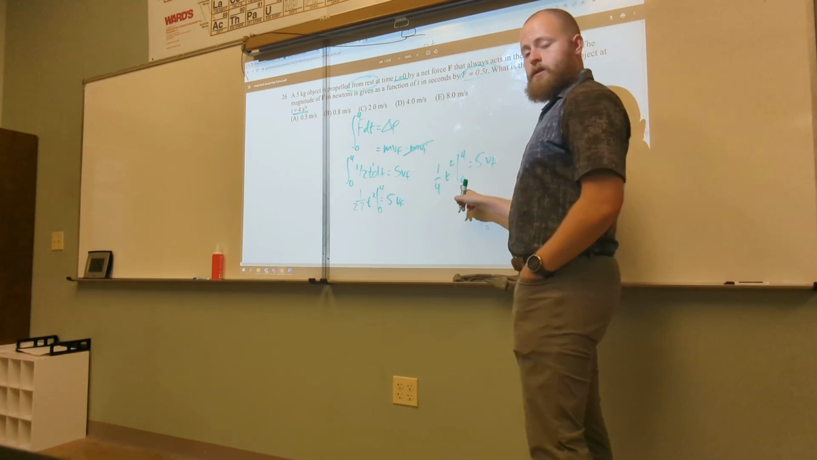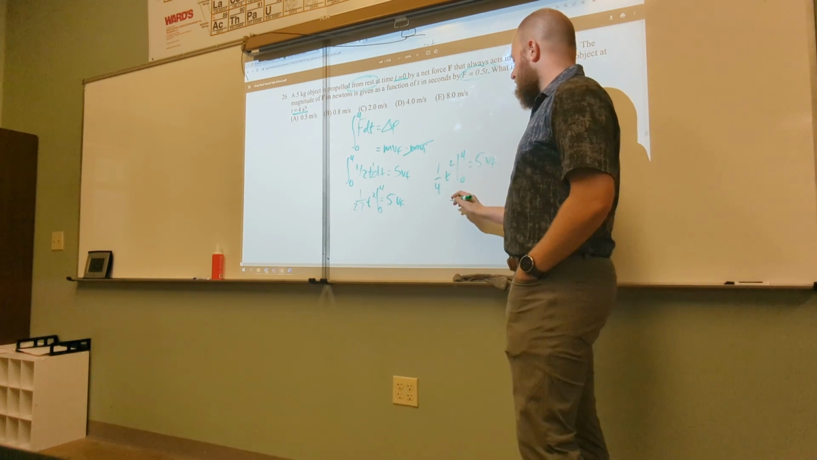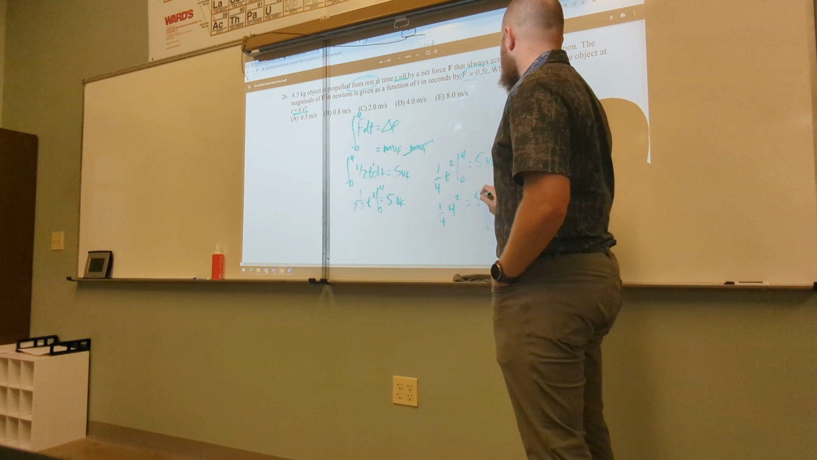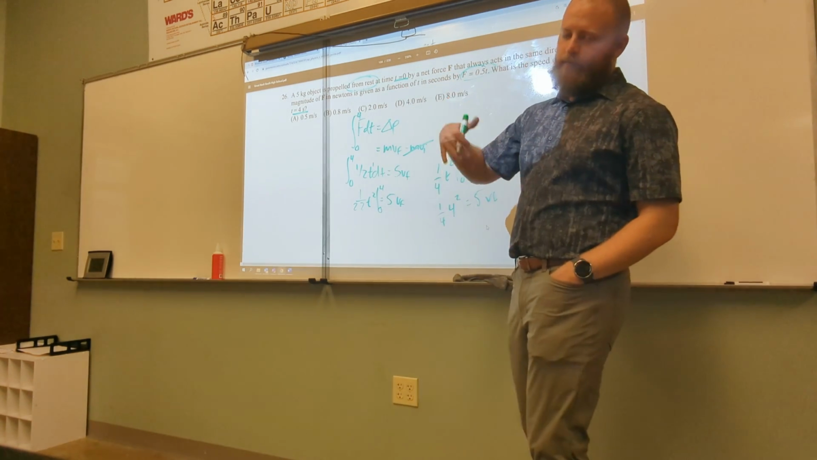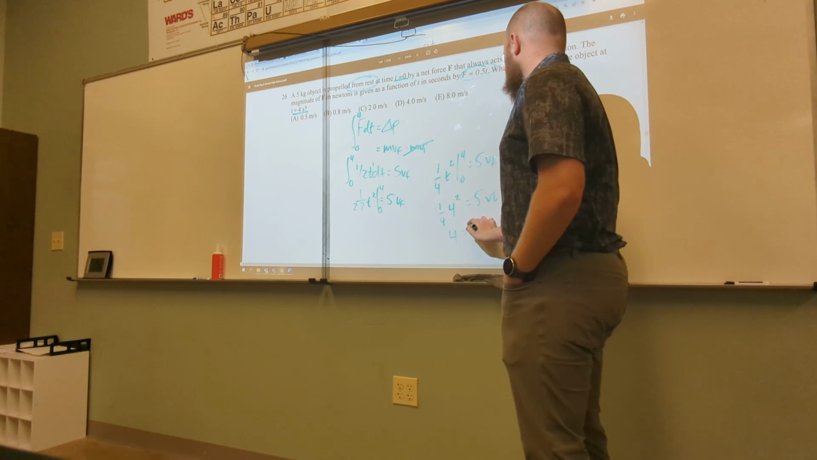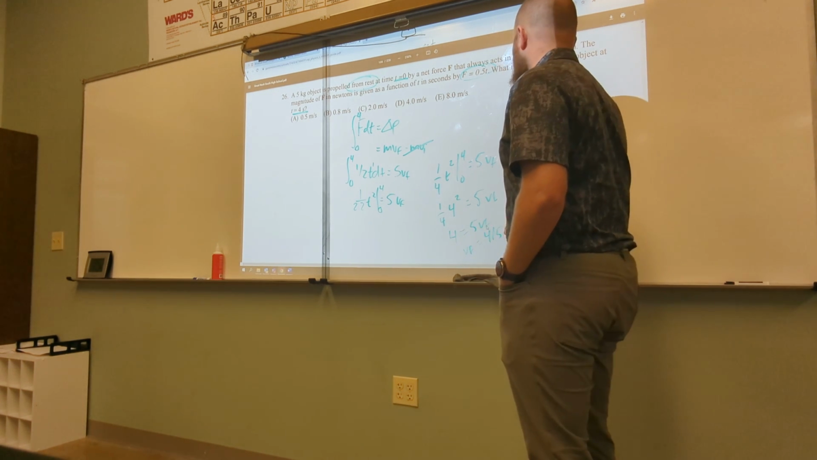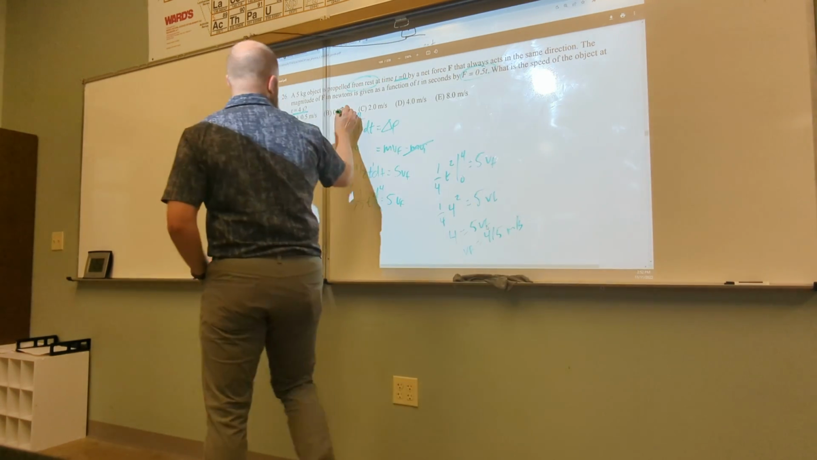So let's go ahead. That is 0. T equals 0 squared, that's just 0, right? So I have 1/4 times 4 squared equals 5 v_f. So this will just equal 16 divided by 4, which is 4, equals 5 v_f. So v_f equals 4 meters per second, which would give me B.